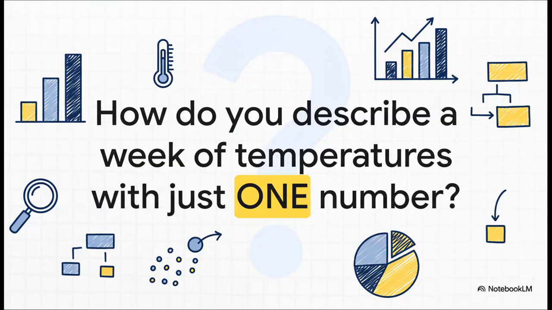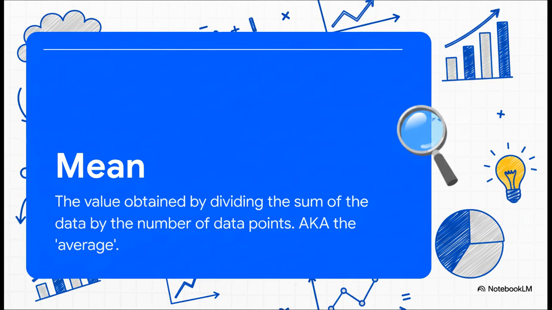Let's make this real. Imagine you have the daily high temperature for an entire week. If someone asks you, so, how was the weather last week? You're not going to list all 7 numbers, right? No way. You're going to summarize it. But how? How do you pick that one perfect number? This is where our measures of central tendency come in. So we've got 3 main tools in our kit for this.